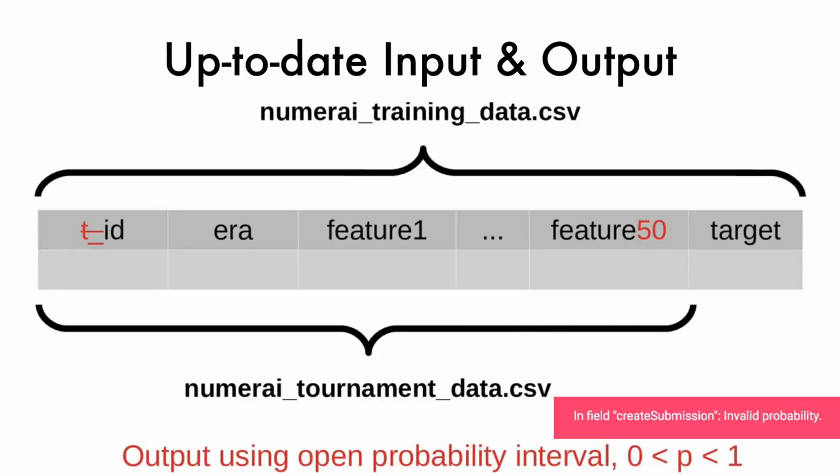As it turns out, the submission process may fail if the probability is equal to 0 or 1. Therefore, it was necessary to find out the granularity of the floating point type and clip the probabilities to an open interval from 0 to 1.